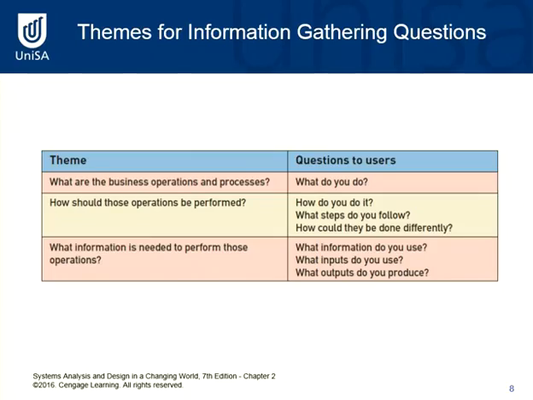But there are some themes that you can think about when gathering information. What are the business operations and processes? How should they be performed? And what information needs to be performed for those operations? These are some very generic questions that you can think about as questions for the users. They're open-ended questions because they're asking for a response that is not just a yes-no answer. So it's more of a qualitative response rather than a quantitative response.